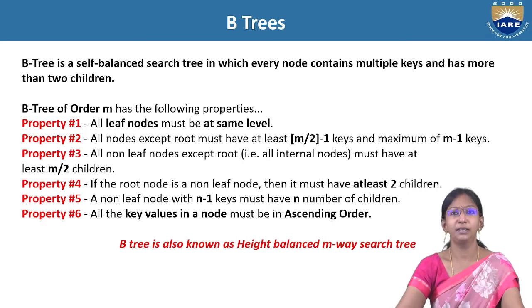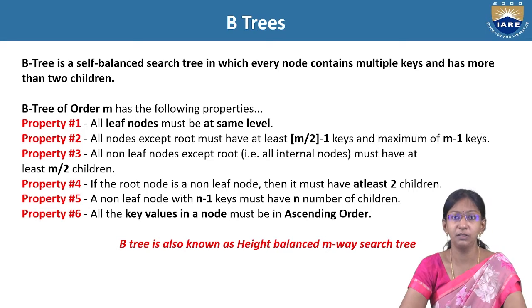The first property tells that all the leaf nodes must be at the same level. That is the primary point, guys, which you need to remember. The second property: all nodes except the root must have at least M by 2 minus 1 keys and a maximum of M minus 1 keys. The count of keys is also important.